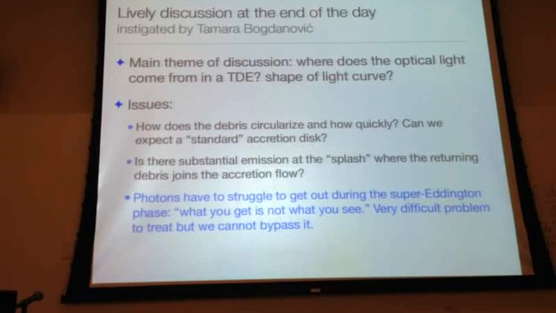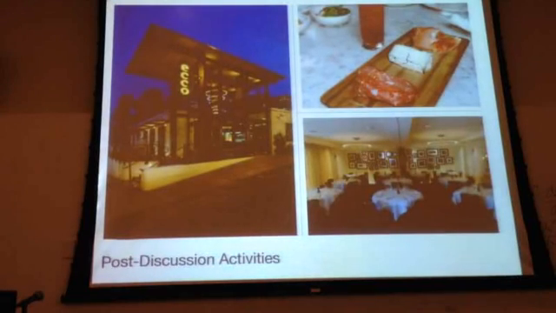Now, this was the last discussion of the day, but there were post-discussion activities, and they took place at Echo, 7th Street and Cypress. This is a view of the interior of the restaurant. Alberto, do you know that they have a picture of your dinner on their website? I don't know how they did it, but there it is.